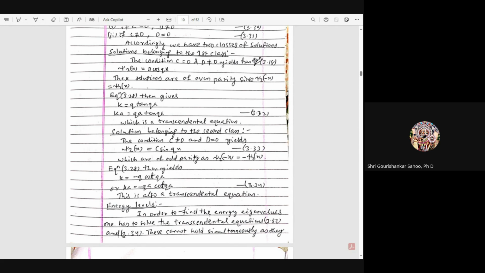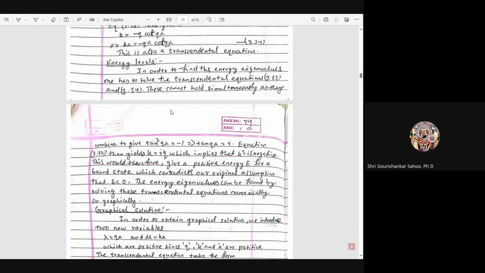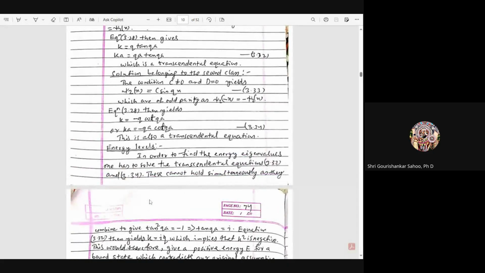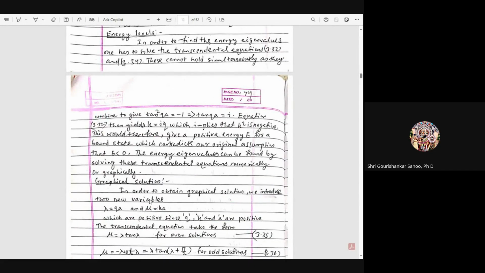This is also a transcendental equation, and you can have your energy levels. In order to find the energy eigenvalues, one has to solve the transcendental equations, such as k is equal to q tan qa. These cannot hold simultaneously, as they combine to give tan square qa is equal to minus 1. So your tan qa will be i, which is a complex number, that is root over minus 1.